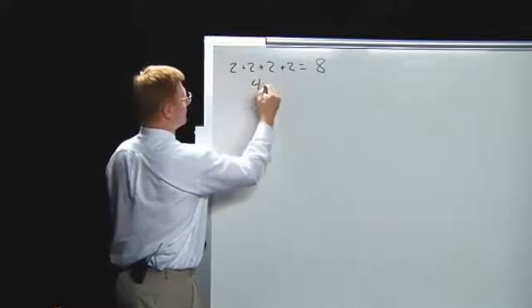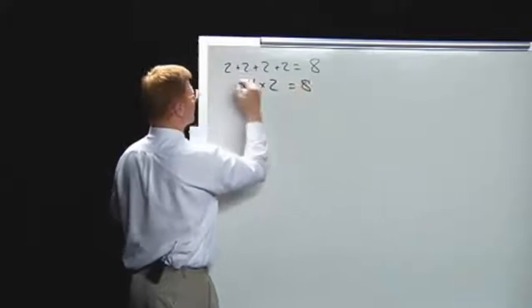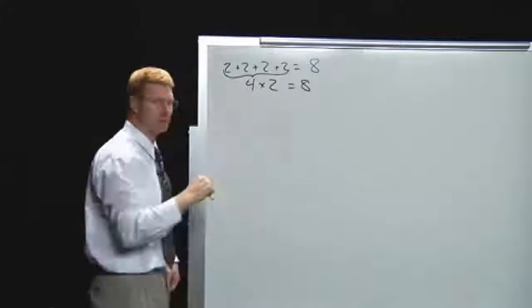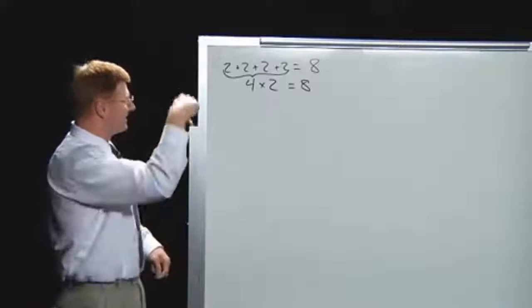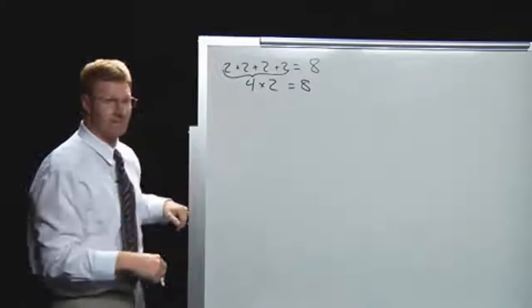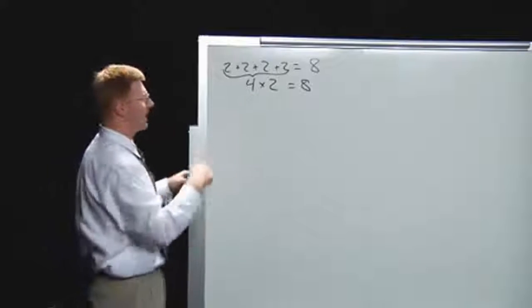2 times 4. 4 times 2 equals 8. And what really happened was they counted up the number of 2's that went into that. And they said, you got 4 times that. So you have 2, 4 times, and that gives you 8.